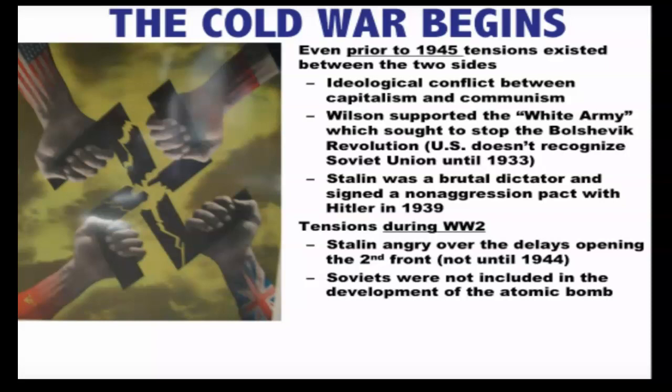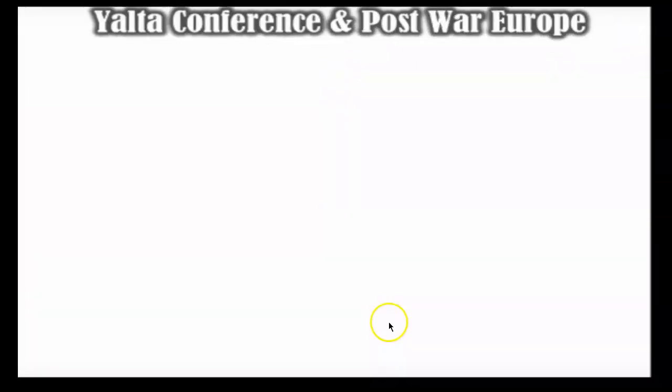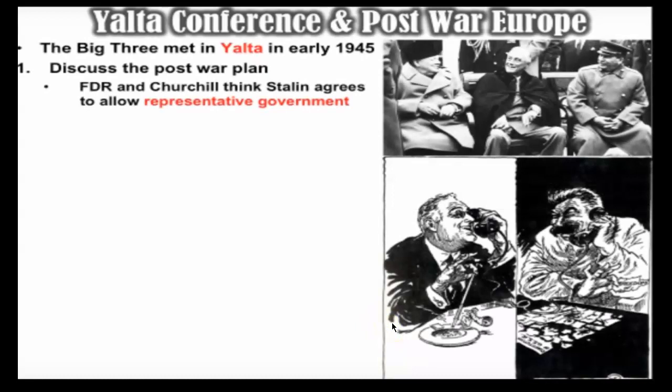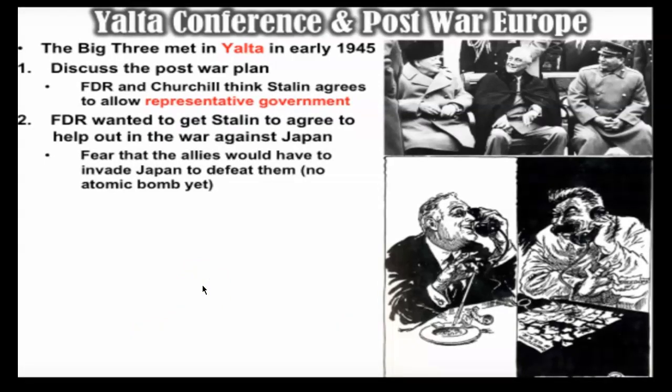The Soviets were not included at all in the development of the atomic bomb. They were only notified after the successful bomb dropping in July of 1945, just weeks before we used it on Japan. So the Big Three would meet at Yalta in early 1945 to discuss their post-war vision. FDR and Churchill at Yalta think that Stalin agrees to representative governments to take place in Europe. FDR wanted to get Stalin to agree to help out in the war against Japan.